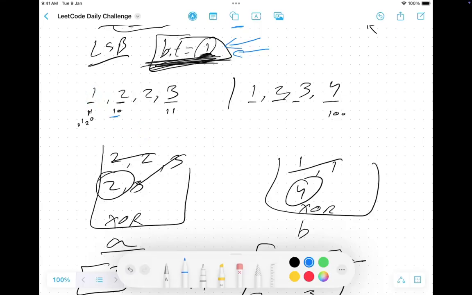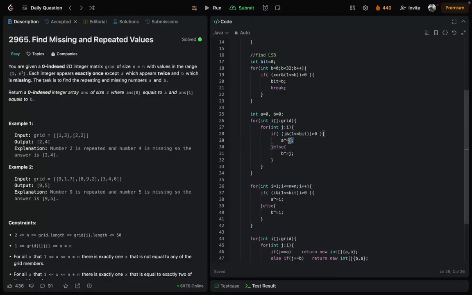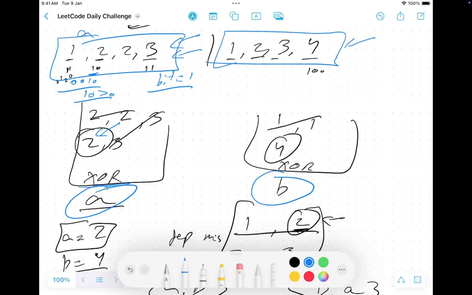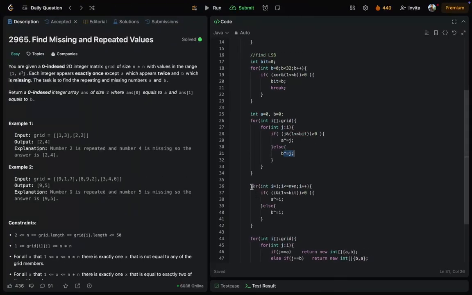Then let's check for 2. 2 is written as this and bit is 1. It means we are left shifting 1 by bit number of times. So it will look like this. So it is greater than 0. It means that bit is set. So we are adding that value in A. So we have found A and B. After finding A and B, we have only done this operation on array A, but we have not done it on 1 to n square. We need to do this also. So we have done that here also.